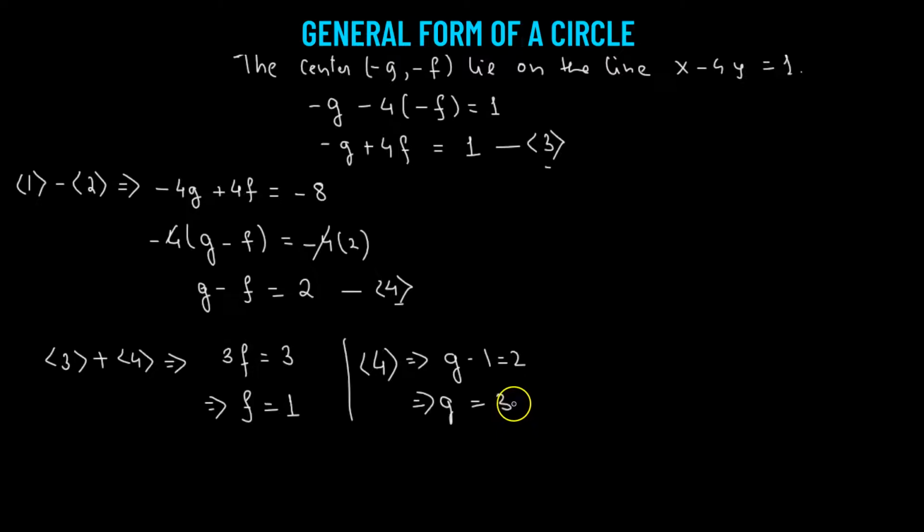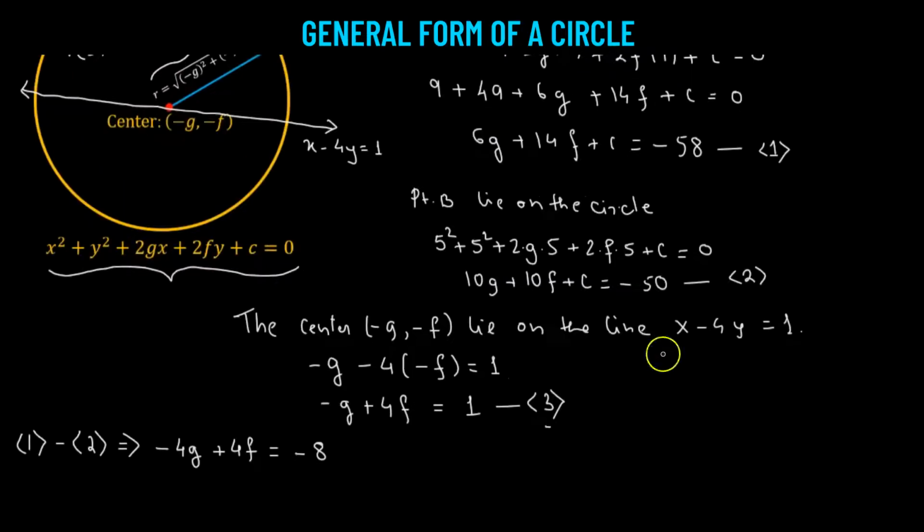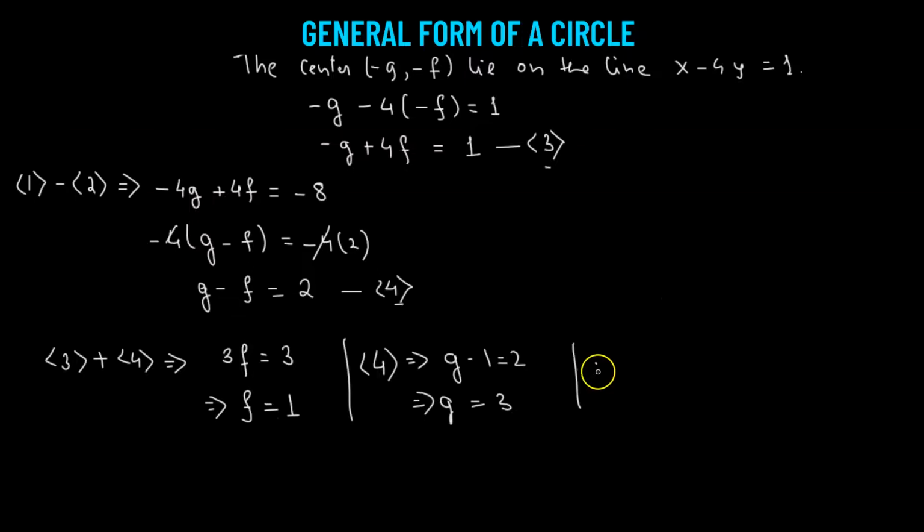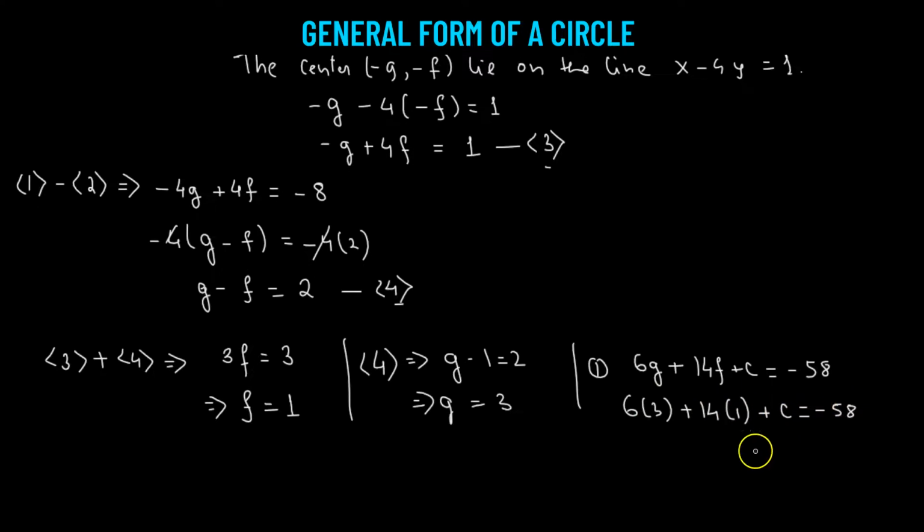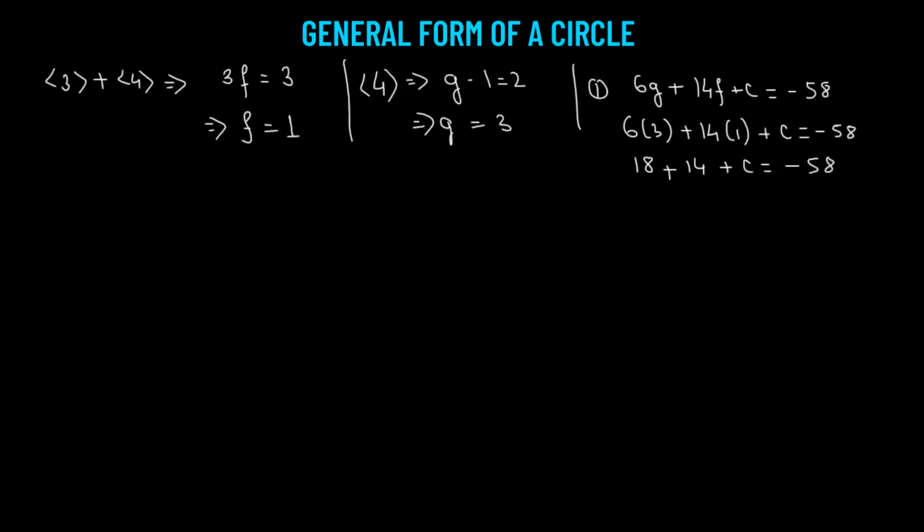Now we need to finally find the value of c. So let's use equation number 1. Equation number 1 is 6g plus 14f plus c equals negative 58. So we'll use the values. We have 6 multiplied by 3 plus 14 times 1 plus c equals negative 58. So 6 times 3 is 18, plus 14, so 18 plus 14 sums up to 32, plus c equals negative 58.